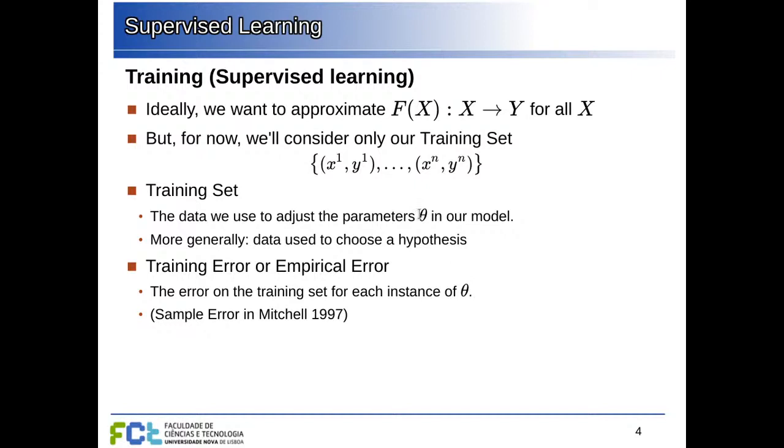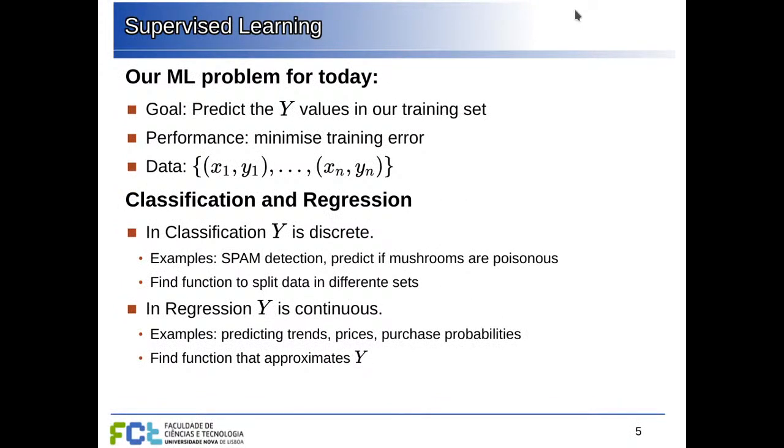So as we change the parameters, we will have different predictions because we are considering a different hypothesis, and this will result in different values of error. So this is the training error that we are computing as we adjust the parameters. The goal for today is to predict as best as possible the y values in our training set. Note that we will then need to generalize to predict outside the training set, but for today, let's just consider the training set.